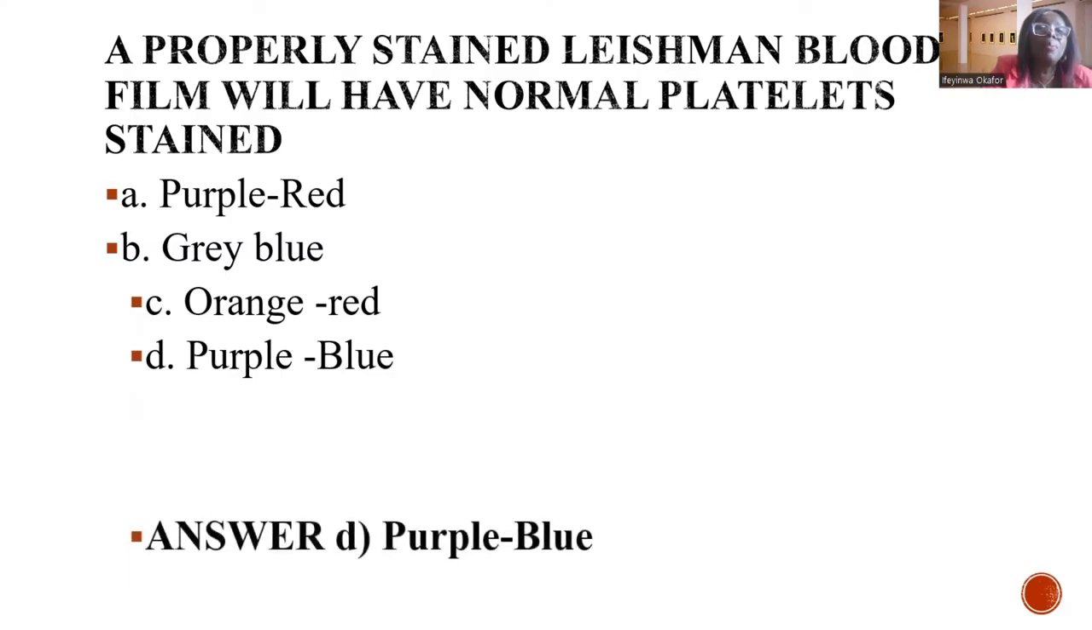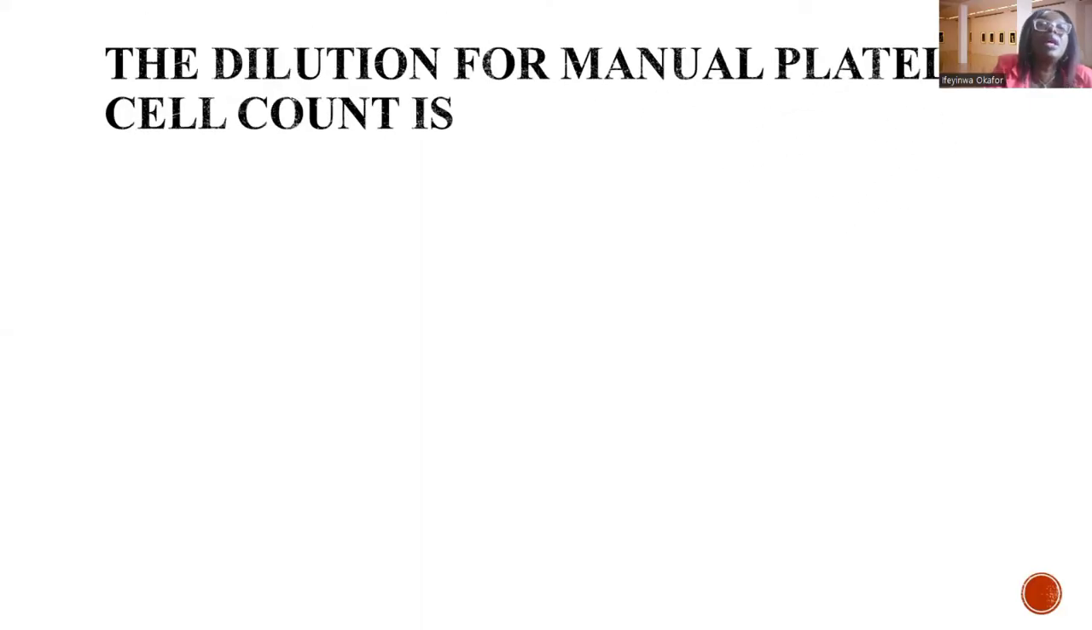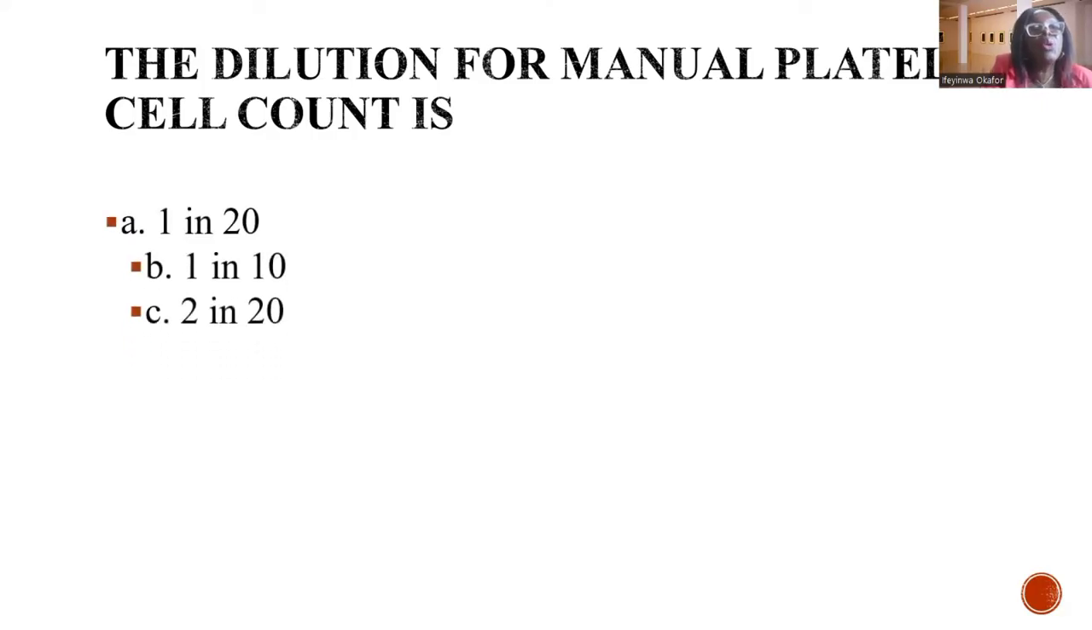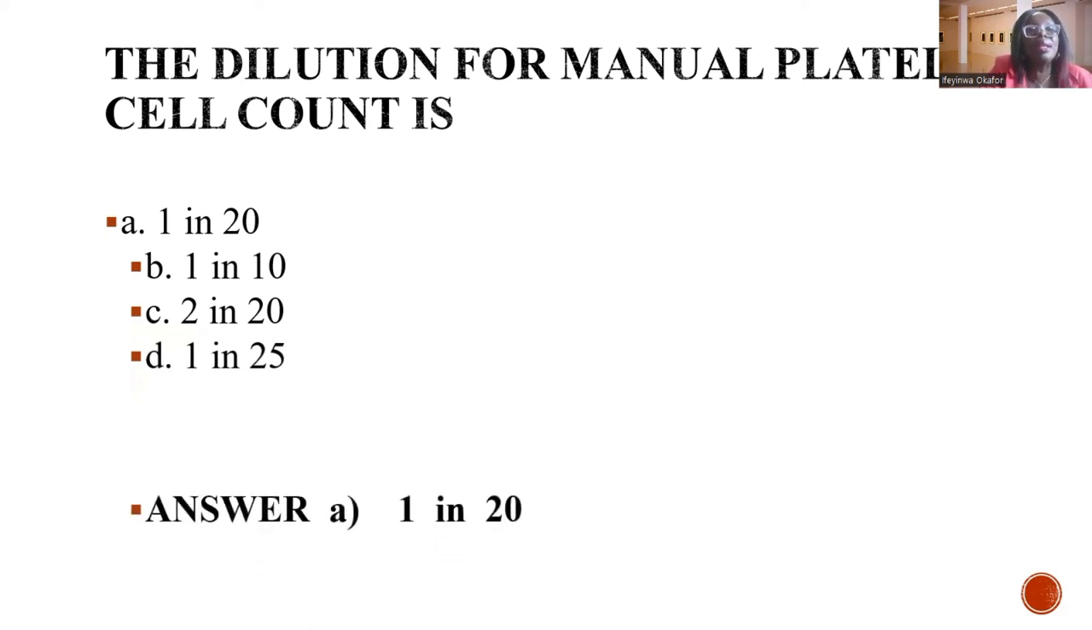Answer is D, purple blue. The dilution for manual platelet count is 1 in 20, 1 in 10, 2 in 20, 1 in 25. Answer is A, 1 in 20.